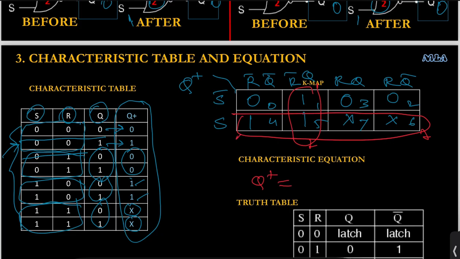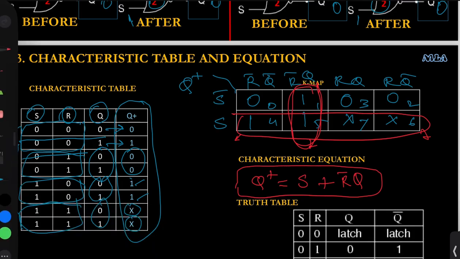So now the characteristic equation, the equation for the output Q plus, will be: the term corresponding to the quad corresponds to the row, with all the column variables being merged. So the column variables cancel. The variable corresponding to the row is S, so it is S plus the term corresponding to the pair. So this pair corresponds to the column R bar Q, and the two rows are being merged. The row variable cancels, so the term is R bar Q. So this is the characteristic equation for our SR latch.